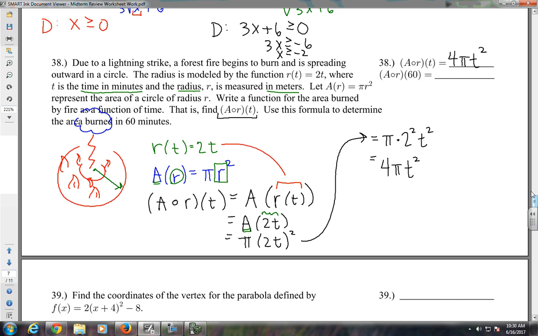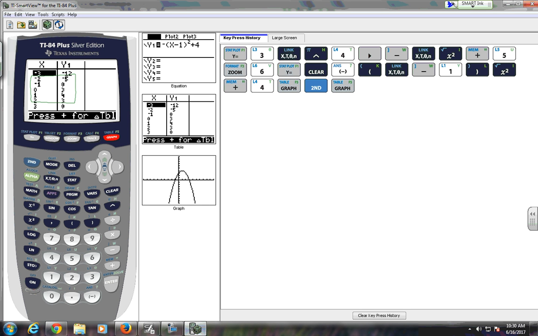Finally, it says determine the area burned in 60 minutes. So we want to calculate A of r, which we just found. That's the 4 pi t squared of 60. So I'm simply plugging 60 in for t. Okay, and let's approximate this. 4 pi times 60 squared. I'm going to need my calculator for this one. Not sure I can do that one in my head.